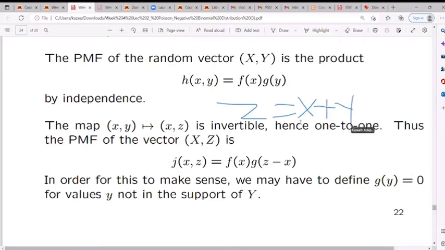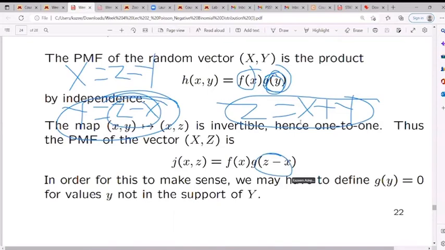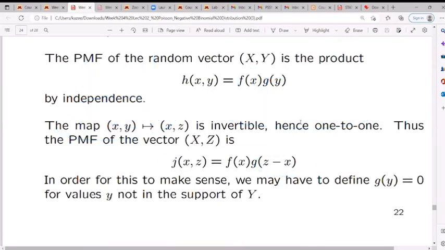And don't forget, we have the f of x, we have the g of y. If I want to find x here, x is going to be z minus y, and y is going to be z minus x. So since this is g of y, I'm going to plug that in there, so that I can say that's equal to that. Now, in order for that to make sense, we have to define that g of y equals 0 for values of y not in the support of y. I just wanted to take note of that.